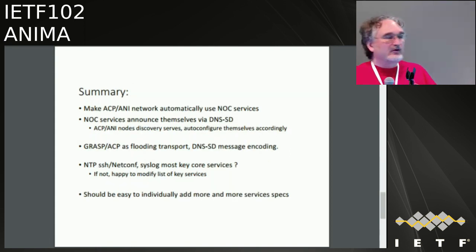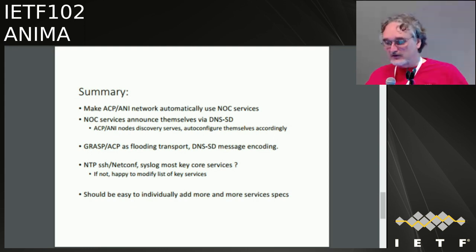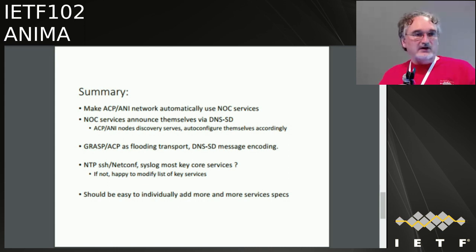So in summary, we want to make the ANI network automatically use NOC services. The NOC services announce themselves via DNS-SD over GRASP. So that's the flooding mechanism and also the message encoding mechanism. And what are the core services that we should consider? I think it's NTP, syslog, and authentication for SSH and NETCONF.